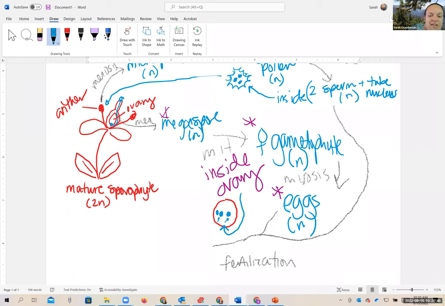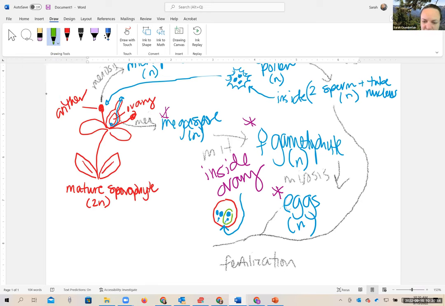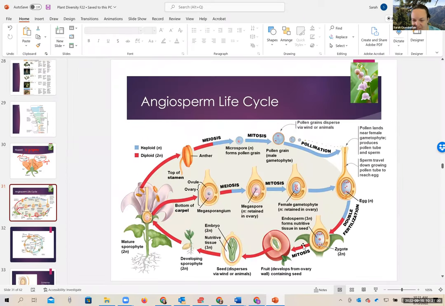Right, so that's... I'm trying to figure out how I want to label this. So that's one fertilization situation that happens, okay? And we're going to come back and look at what this all looks like in a second. But yes, that's one fertilization situation.